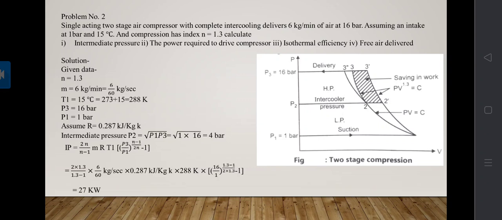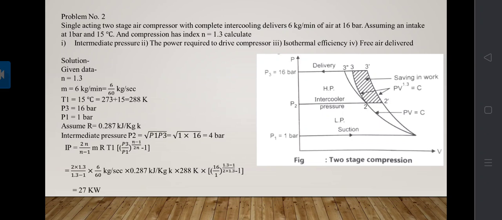Here PV is equal to constant for 1 to 2, 1 to 3, and PV raised to n, that is PV raised to 1.3 is equal to constant for the polytropic process, and the shaded area is the work saving. First we see the given data.